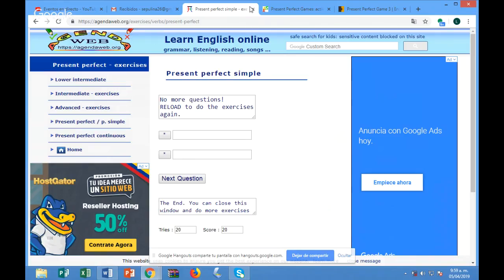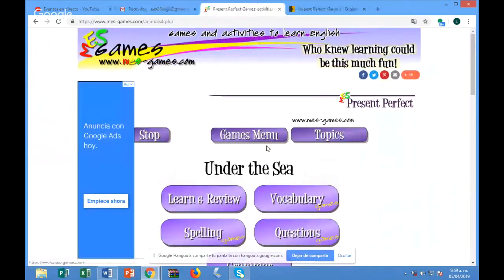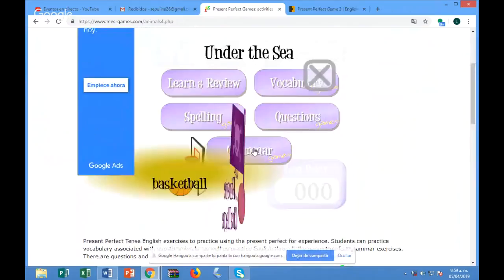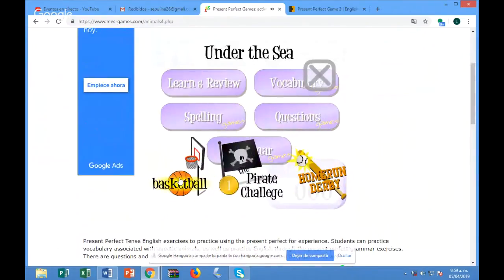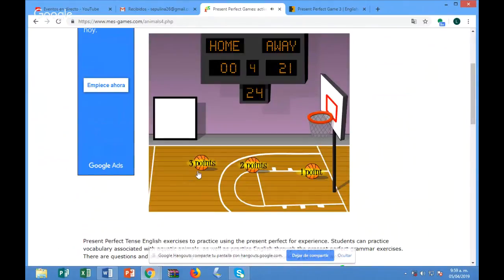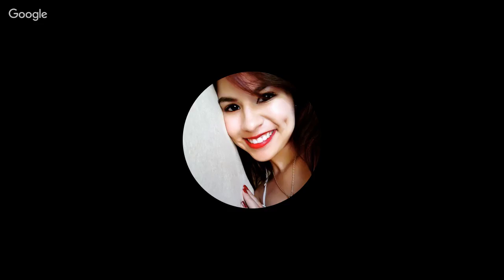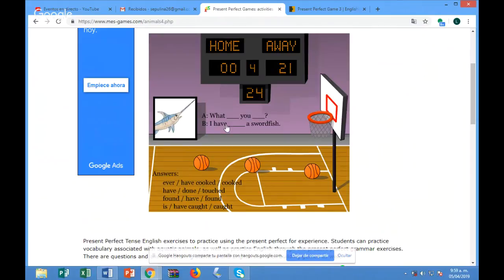Okay. Now we have another game here. Practice a little bit, but I can see you understand this topic very well. So here we need to fill the blanks with these answers. Pay attention to the answers and what is in the blanks. For example, here. Which one is in the blank?